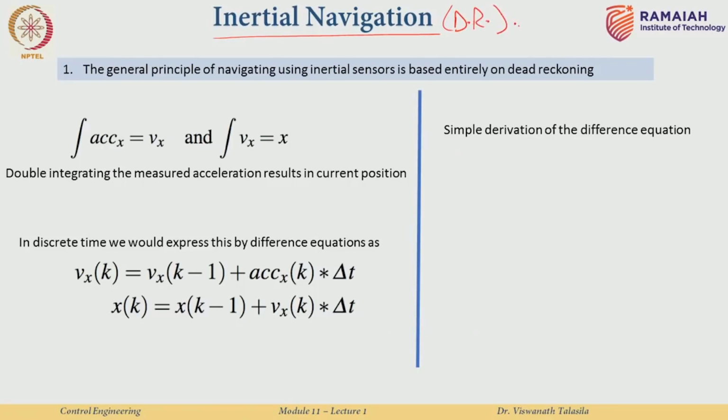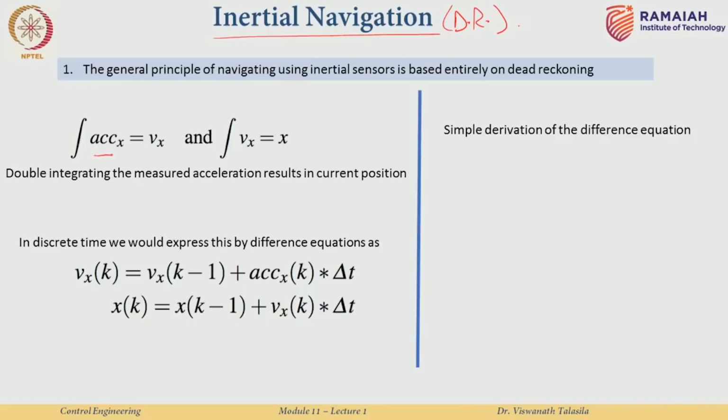All right. So, as I have said, the general principle of navigation using inertial sensors is based entirely on dead reckoning. Now, let us look at the example of accelerometers in this slide. In the next slide, we will go to gyroscope. So, what does an accelerometer measure? We saw that it measures the acceleration.